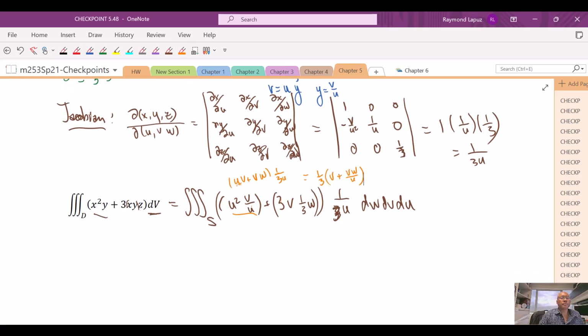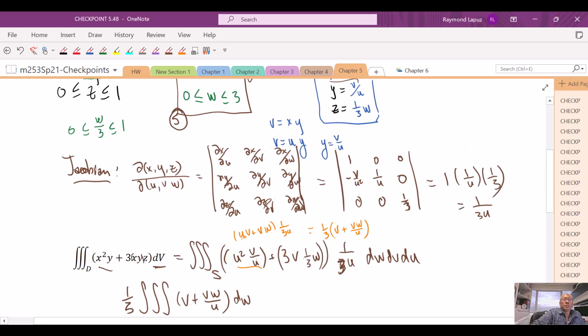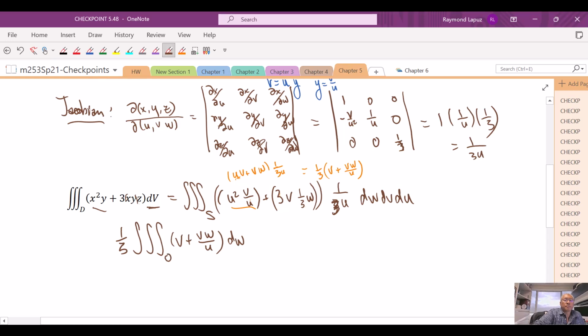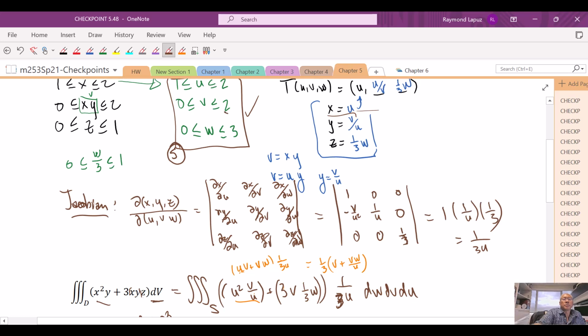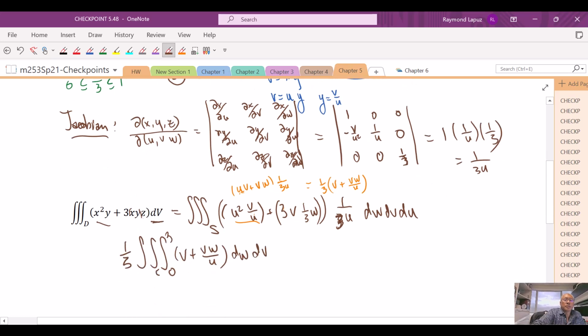All right, now let's set up the integral that we're actually going to solve, with the limits and all. So our integrand is going to be 1/3, let's take that out, times v plus vw over u, and the dw, w goes from 0 to 3. The dv, v goes from 0 to 2, and then the du goes from 1 to 2.